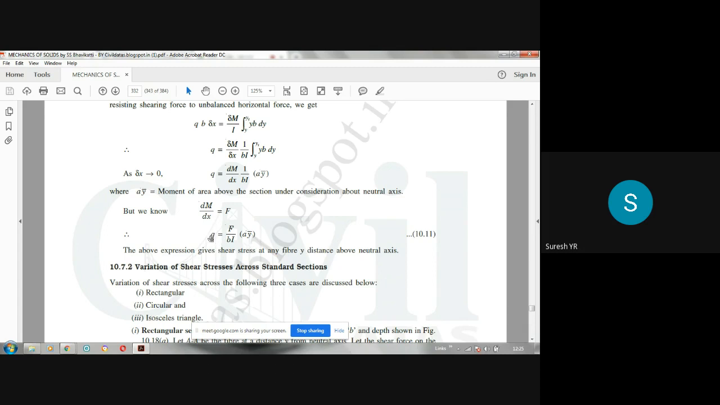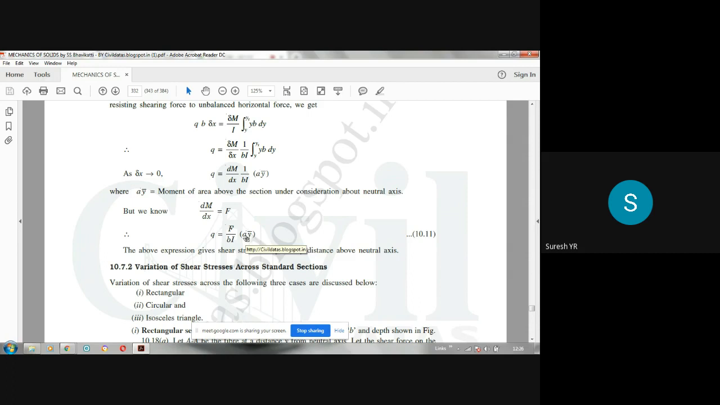Here, F is constant. Please note that the shear force at a particular section is constant. b you will be knowing, b is the width of the section. I also you can calculate. Suppose it is a rectangular section, b d cubed by 12, you can calculate. A into y bar is the only variable.